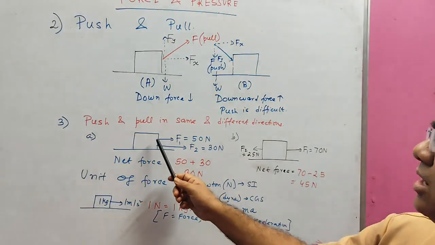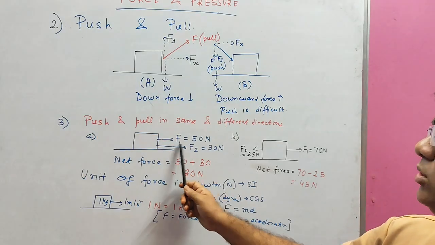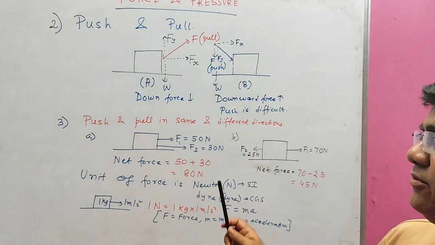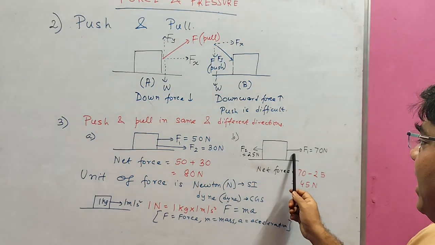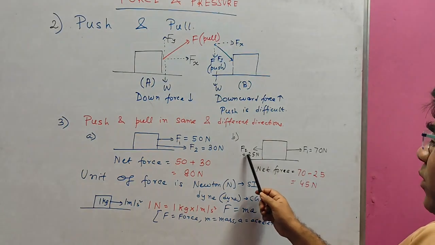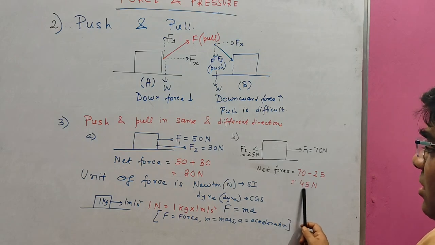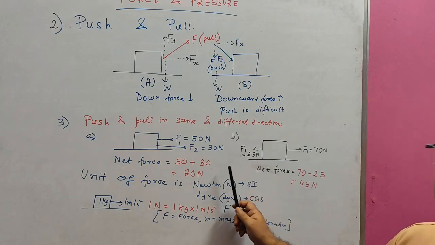Some few practical examples also we can see where both the forces act in the same direction, like 50 Newton and 30 Newton, the net force will be added up. But if they act in opposite directions, like 70 Newton and 25 Newton, then we have to subtract and get the answer. So this also we can find out in practical day life.